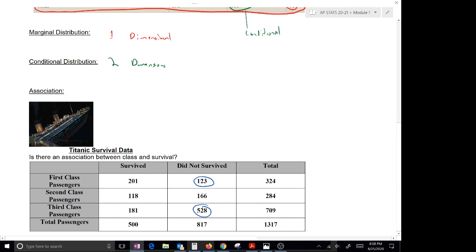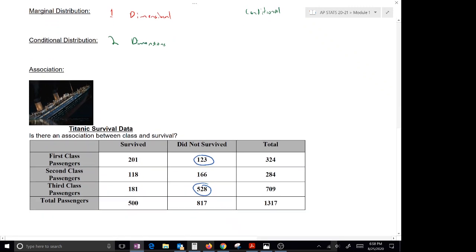Now again, it's very tough to just look at raw numbers here because we know at the start we had a lot more third class passengers. Okay? So we're going to expect that there's probably going to be more of them just in general. But we want to know, did having a first class ticket give you a better chance of survival? So we want to compare this to a total.